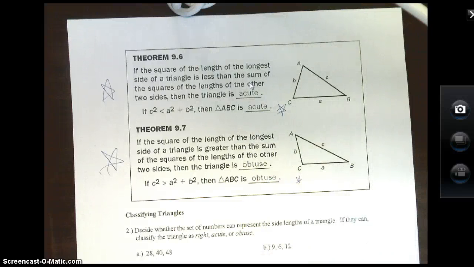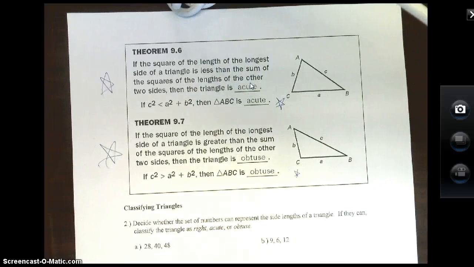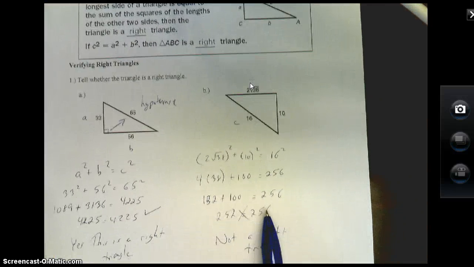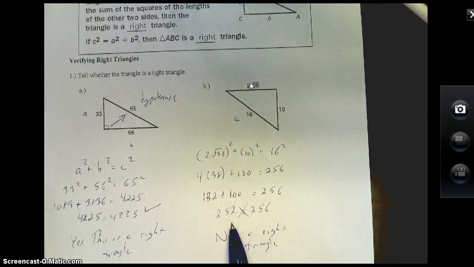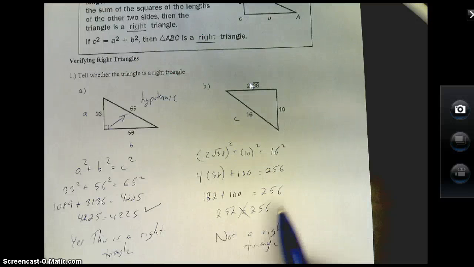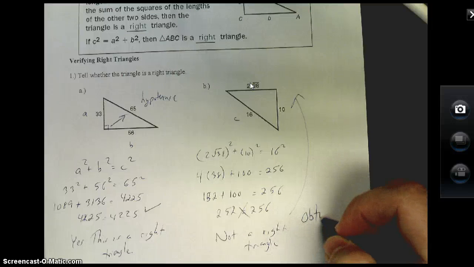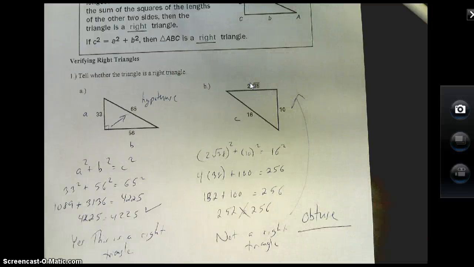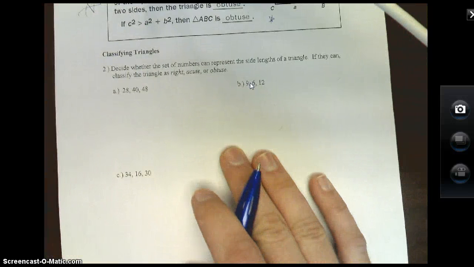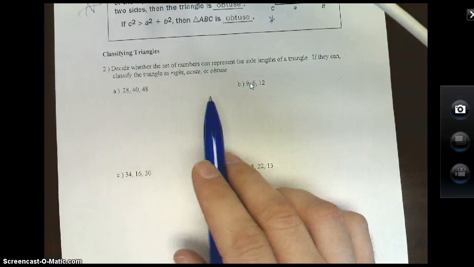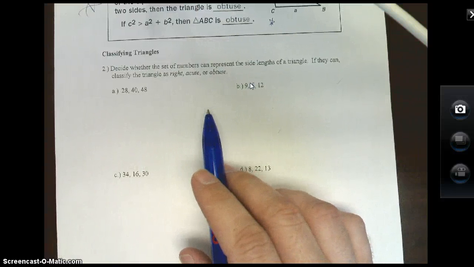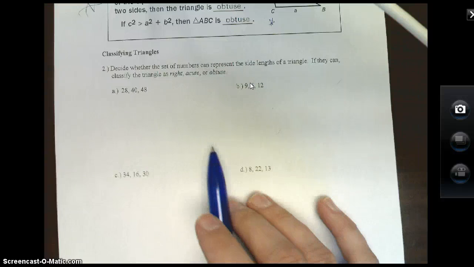So now, just to show you again, I'm flipping back to the other side. Right here, we saw that c squared was larger than a squared plus b squared. This triangle up top, by the theorems we just learned, would be obtuse, because our c squared is larger. So we're going to take a look at a few examples of this. Decide whether the set of numbers can represent the side lengths of a triangle. If they can, classify them as right, acute, or obtuse.